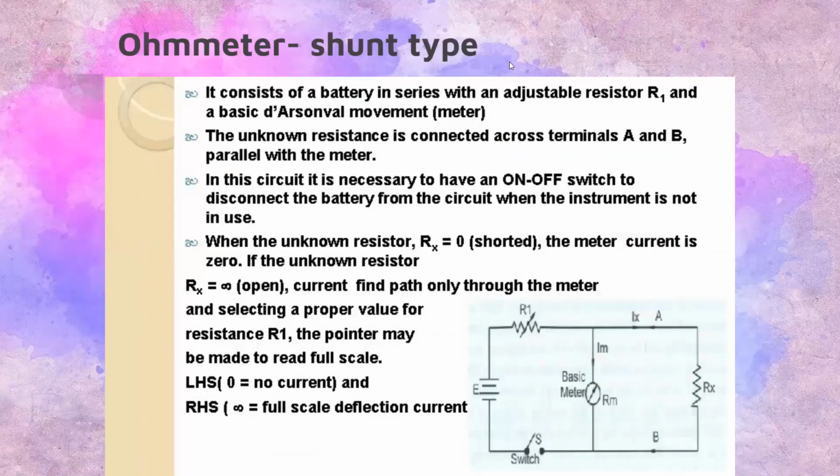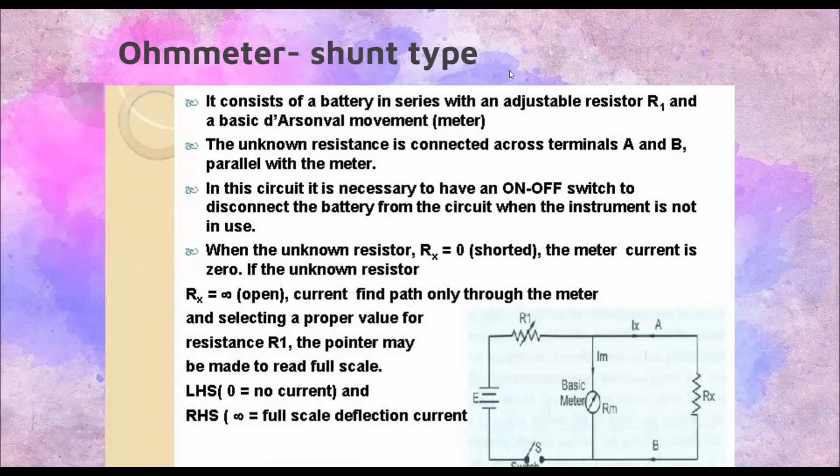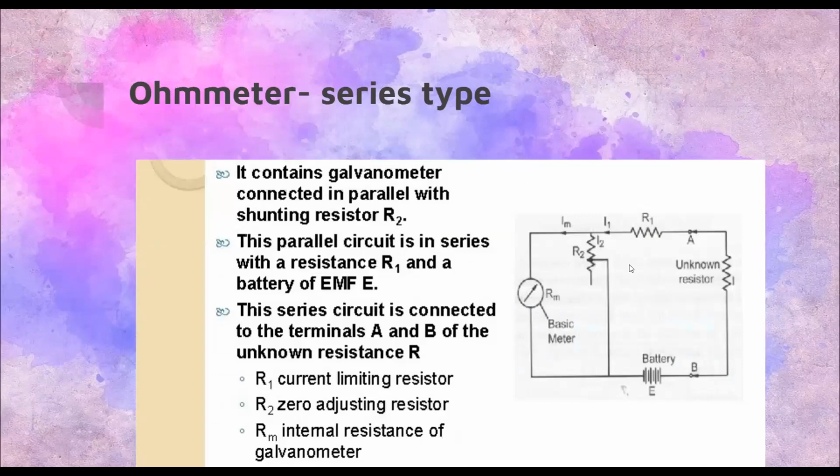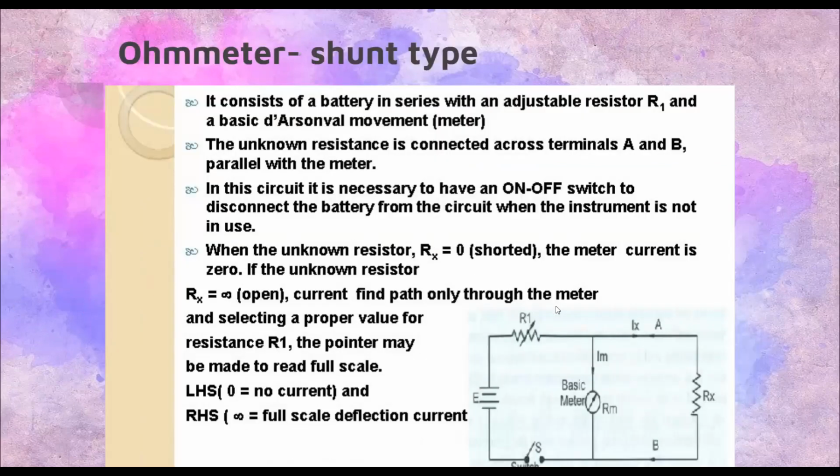Going to the next type, the shunt type of ohmmeter. Now in the shunt type of ohmmeter, all the basic things are the same, but the only difference is series or shunt. In series, this R1 was in series with the basic meter. This current limiting resistor was in series with the basic PMMC mechanism. Over here, the basic meter, that is the PMMC, is in parallel with this R1.